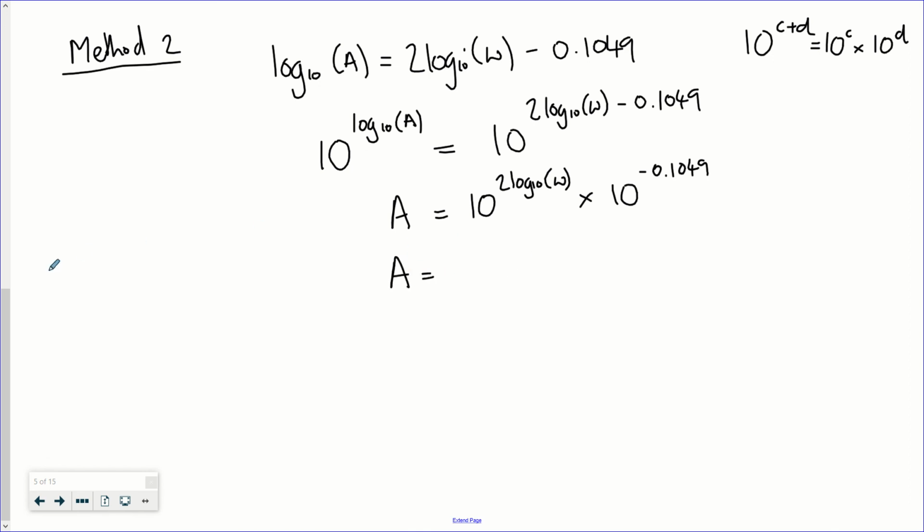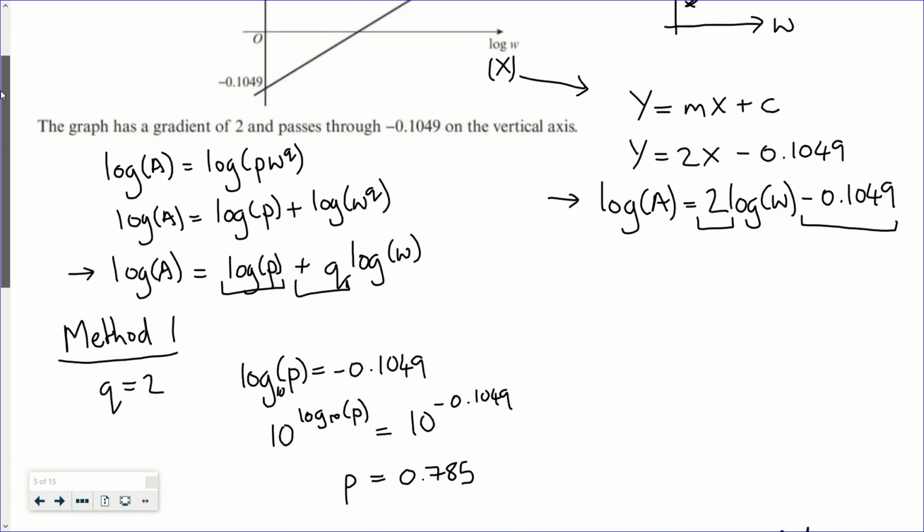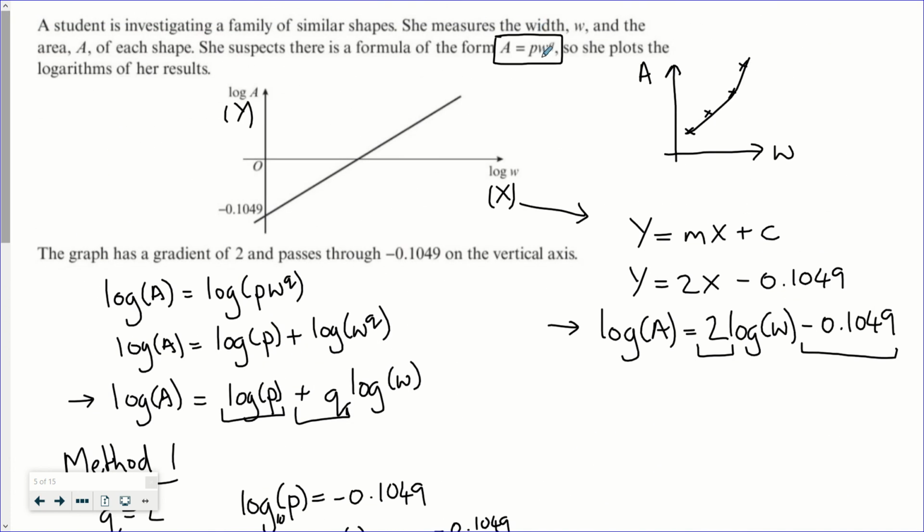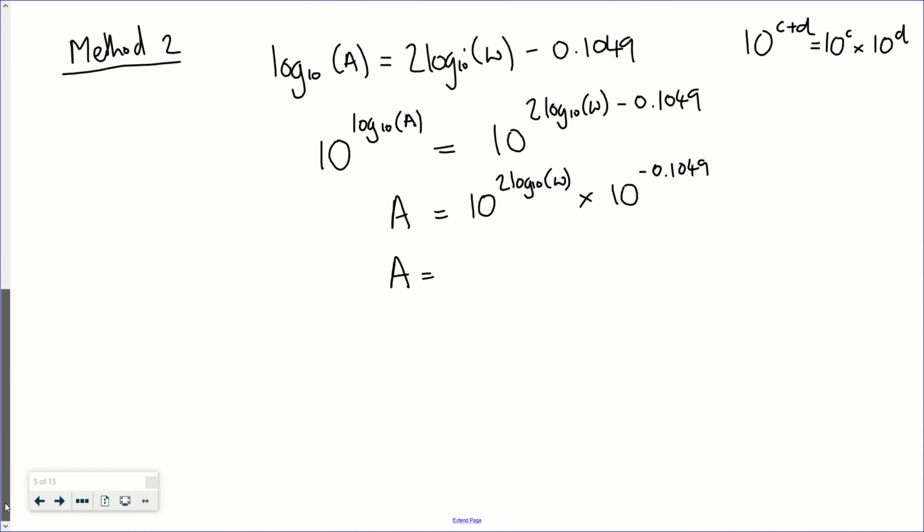So A equals, it's worth looking at what we're aiming for. The model gave it in this form, P times W to the power of Q. So it's clear that this 10 to the power of minus 0.1049 is going to be our P. Let's write that at the start, 10 to the power of minus 0.1049, and we're going to times that by, now we want it in that form, A equals P W to the power of Q.